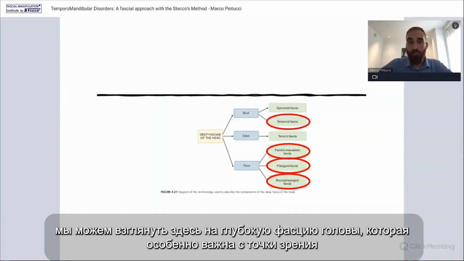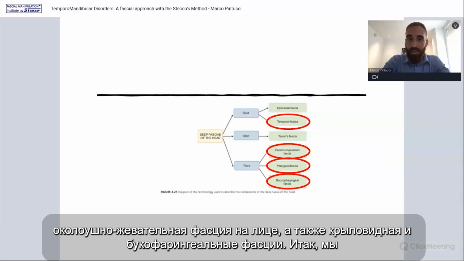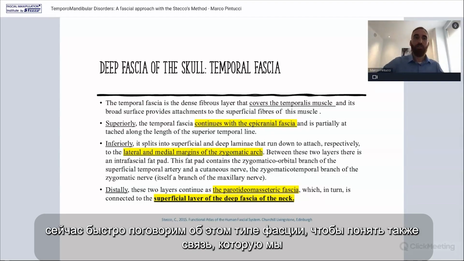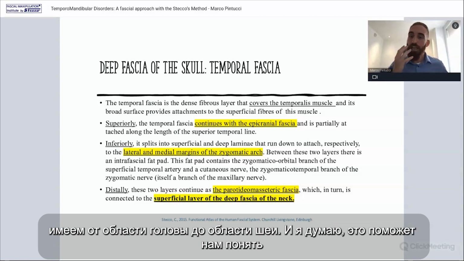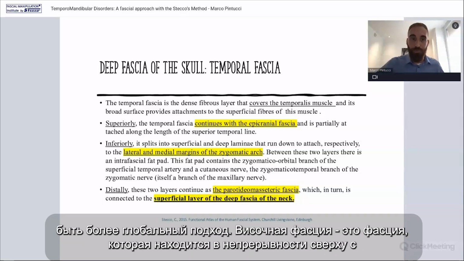And in terms of fascial anatomy, we can have a look here at the deep fascia of the head, which is particularly important in terms of masticatory muscle. Some of the important fascia are the temporalis fascia around the skull region, the parotid masseteric fascia in the face, the pterygoid fascia, and also the buccopharyngeal fascia. So we will now quickly speak about this type of fascia to understand also the connection that we have from the area of the head to the area of the neck. And I think it will help us to understand the first thing that is very important in the manual therapy for TMJ dysfunction, that we should have a more global approach.